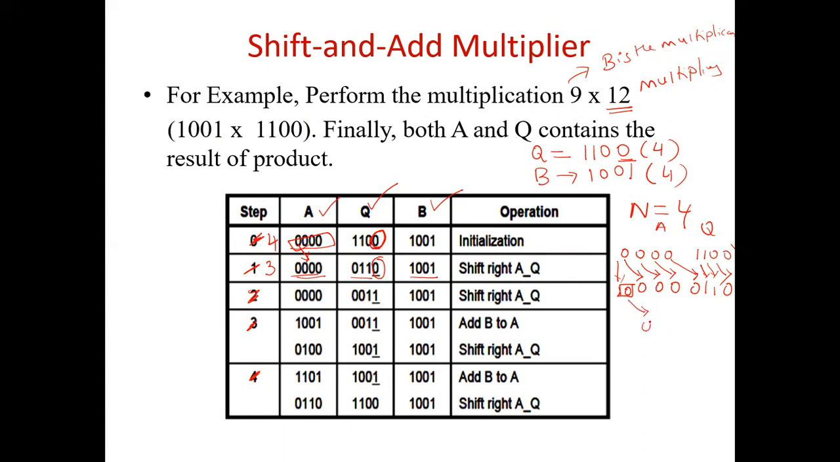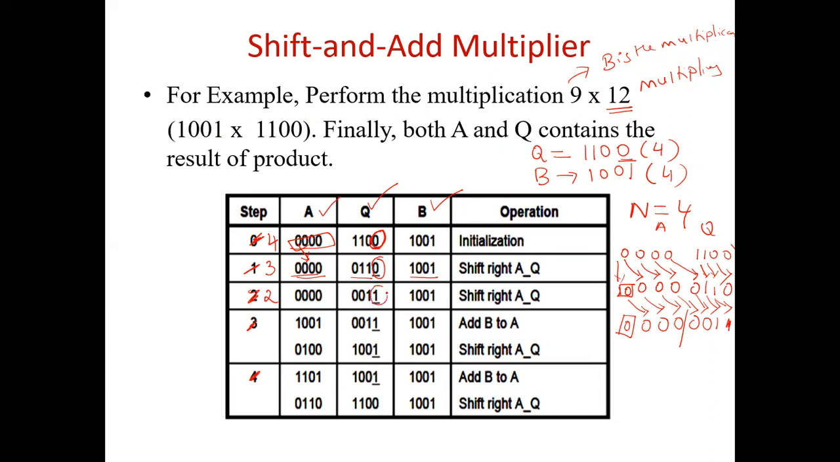Again I am shifting it. This 0 will be shifted, this 0 will be shifted, this 0 will be shifted, here an empty box will be created with 0. This 1 is shifted and this 1 will be shifted here. So the result is 0001 1 0. Again my N value is decremented, and I check whether N equals 0. No, so I have to repeat the process.